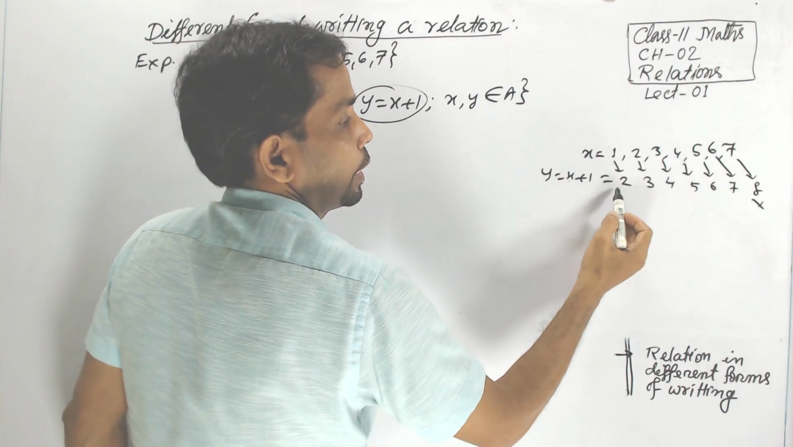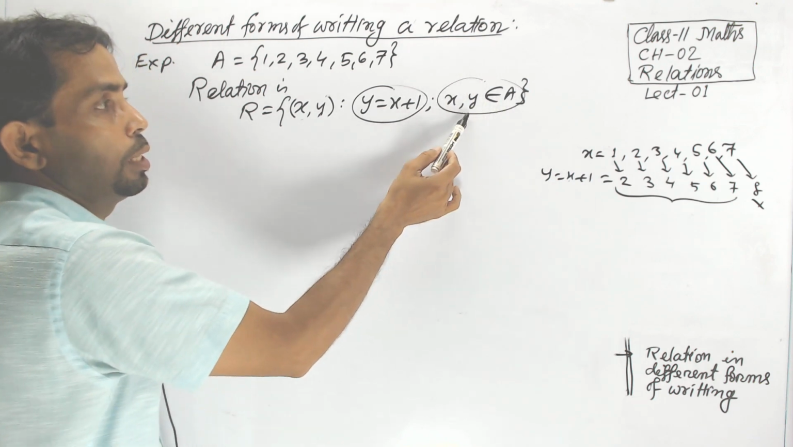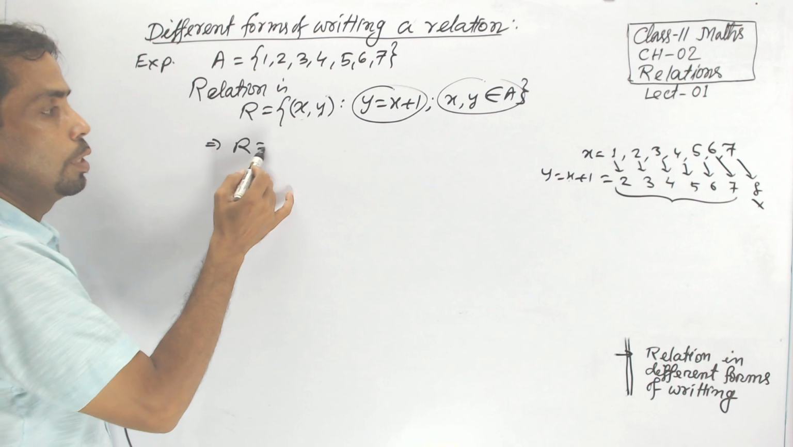But I cannot take 8. I can take only up to 7 because 8 is not in the set. According to this condition, both the elements must be in the set. Then what is the relation? The relation I am getting is like this.